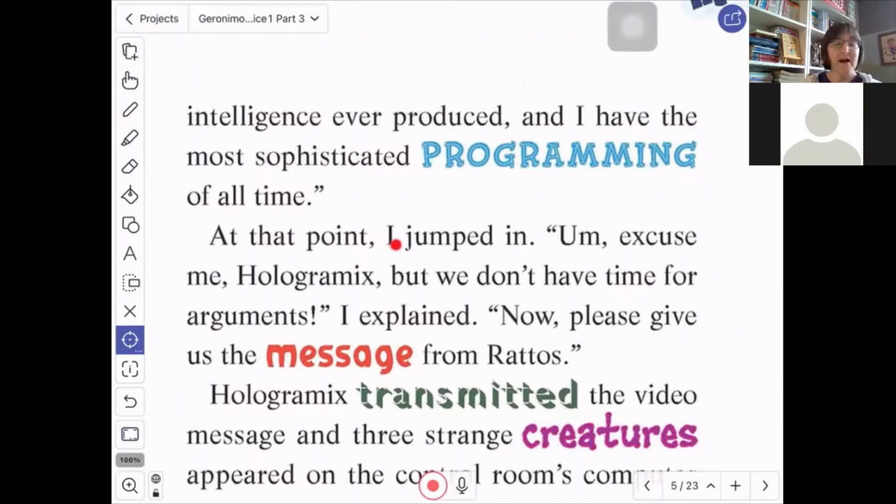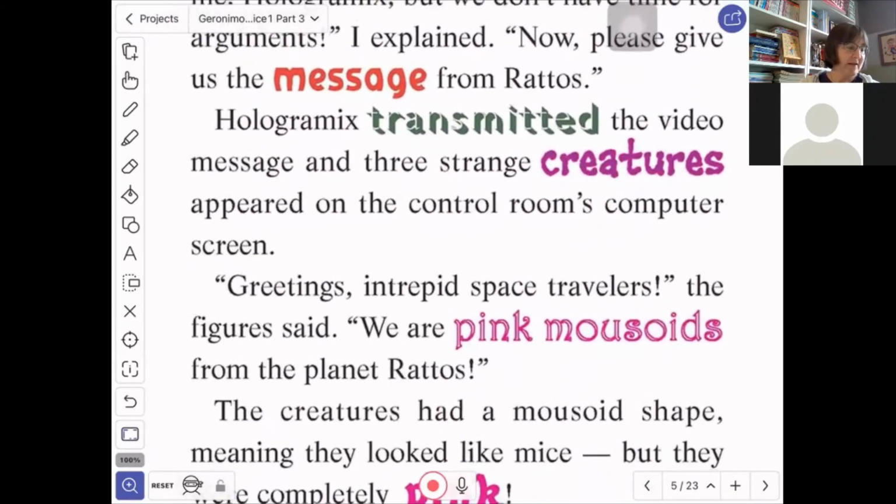At that point, Geronimo jumped in. "Excuse me, Hologramics, but we don't have time for arguments," I explained. "Now, please give us the message from Rattos." Hologramics transmitted the video message. Transmitted means it showed it to us using his computer. It showed us the message. And 3 strange creatures appeared on the control room's computer screen.